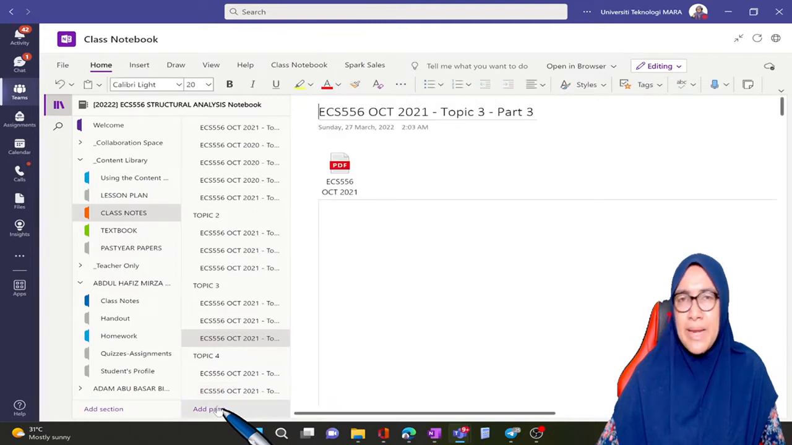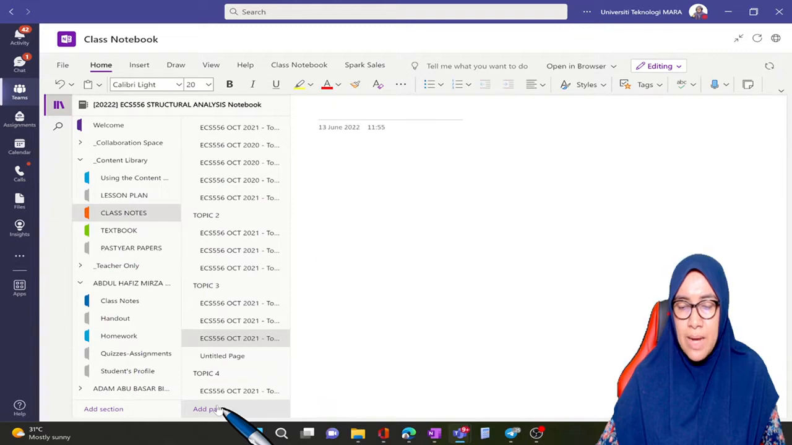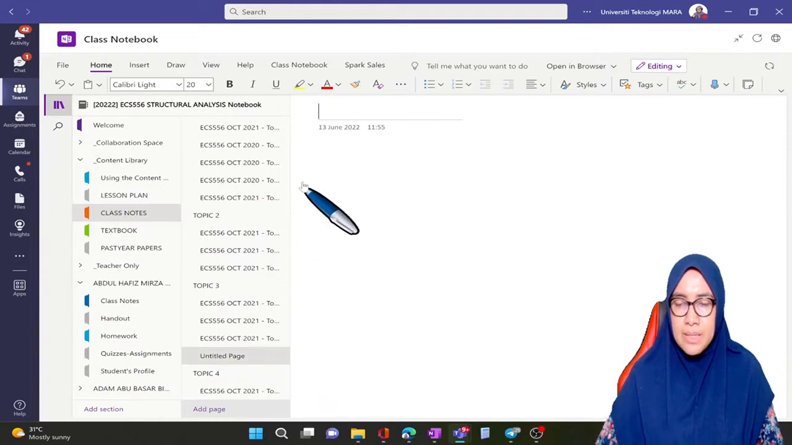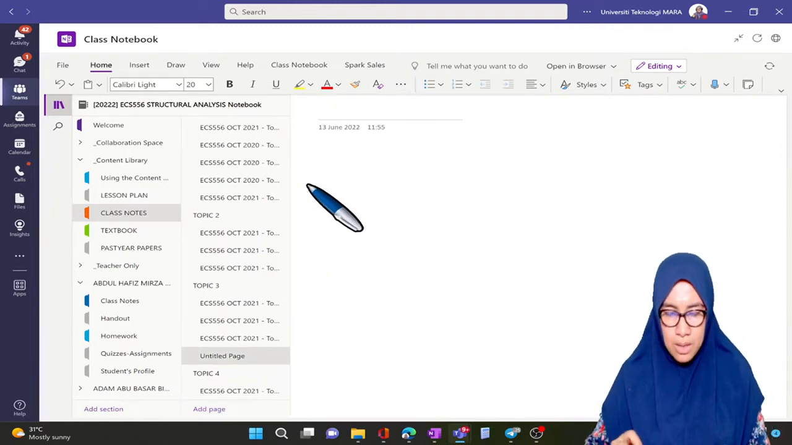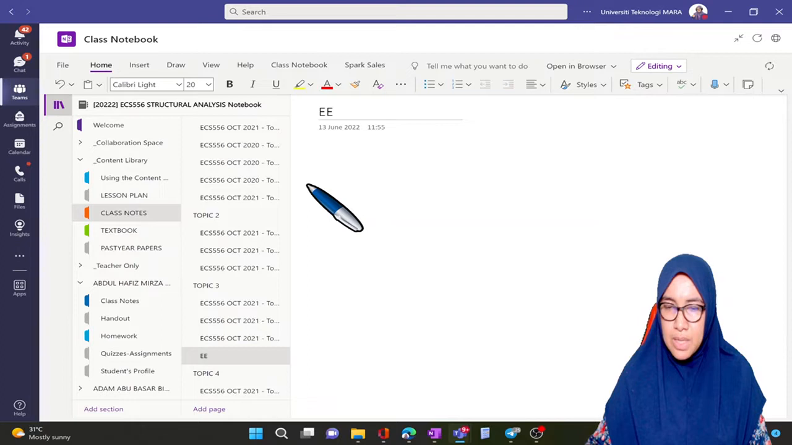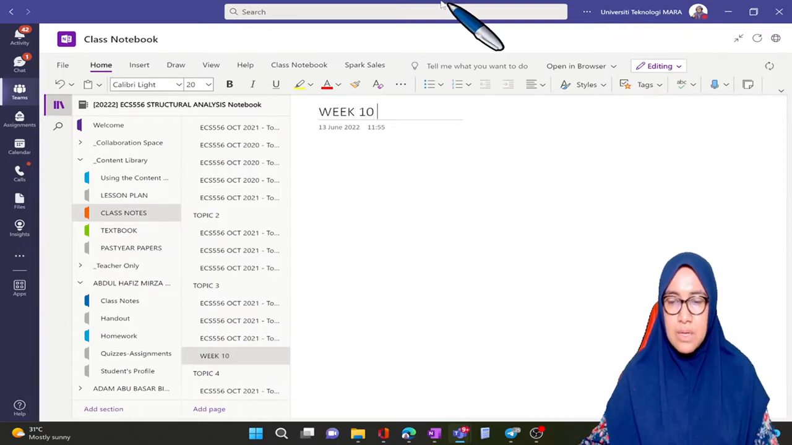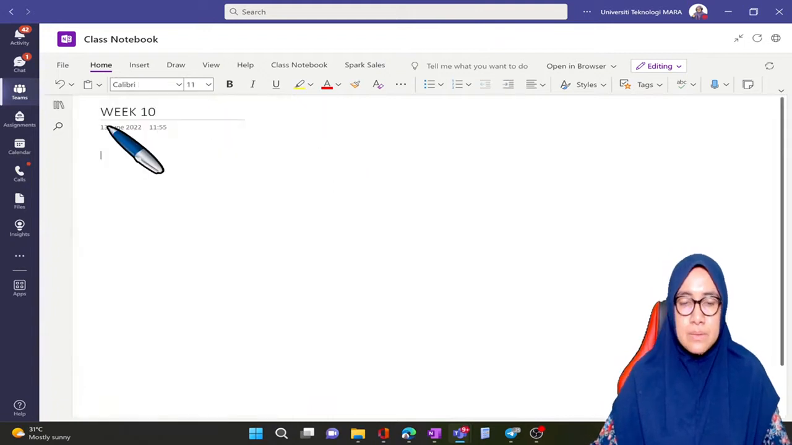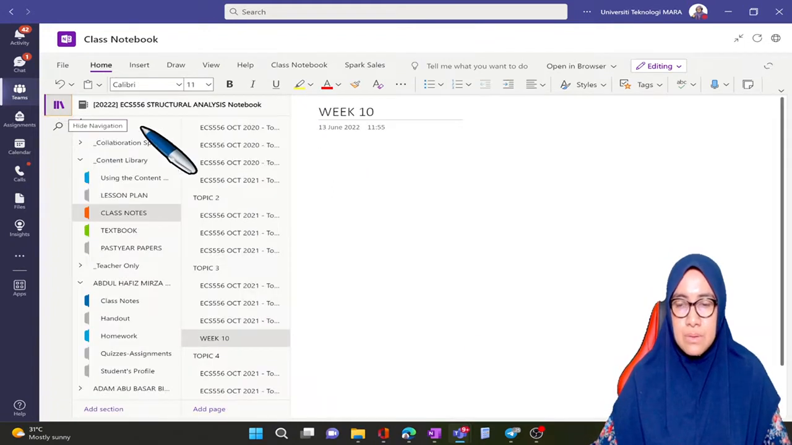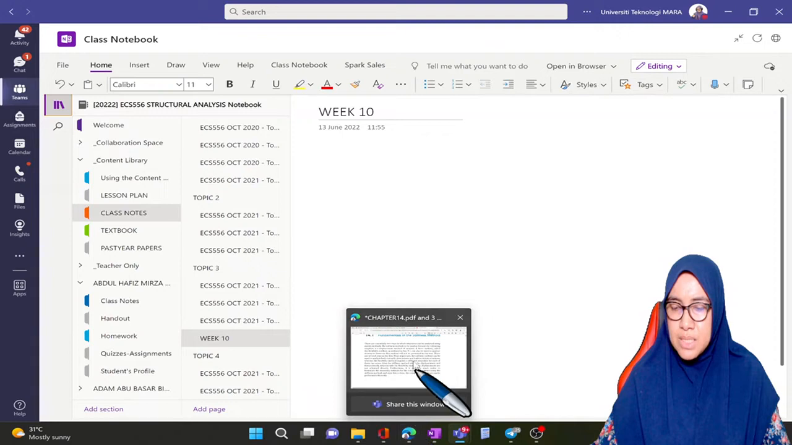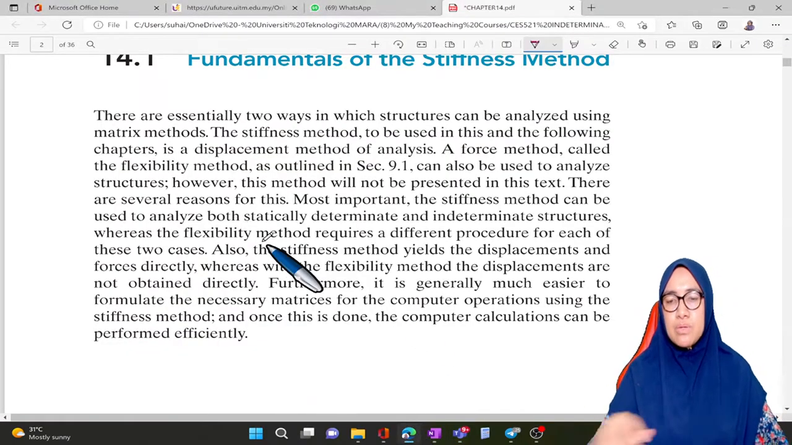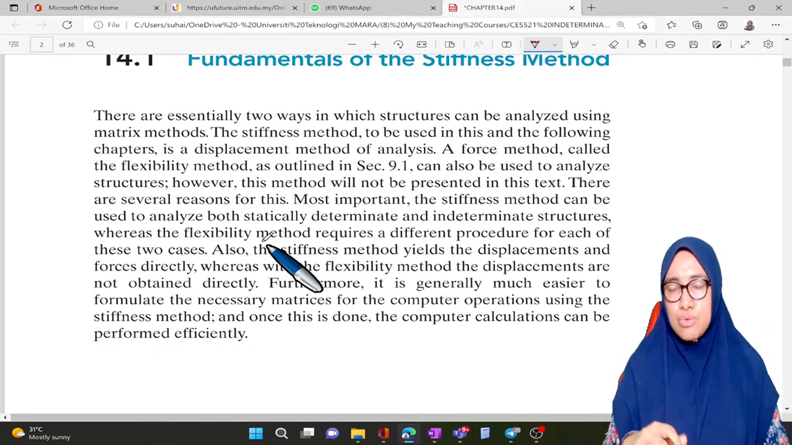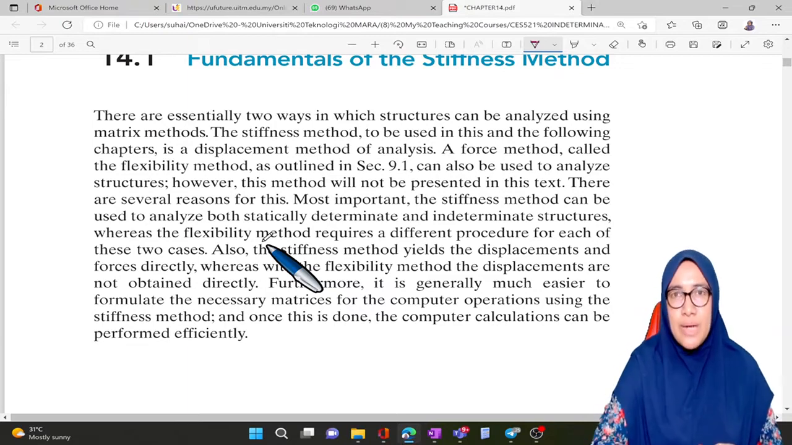This OneNote is managed by me. I created one for each week. So this is week number 10, right? It's for week number 10. Okay, so go back to this. Later on I will put this note into the OneNote as well.